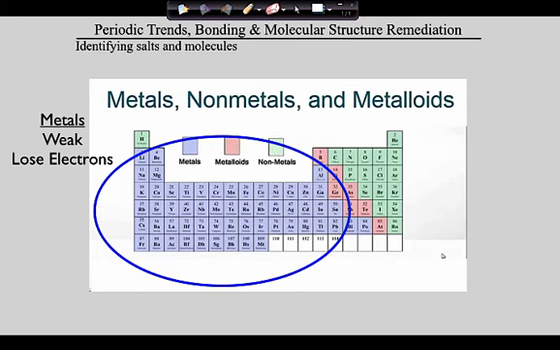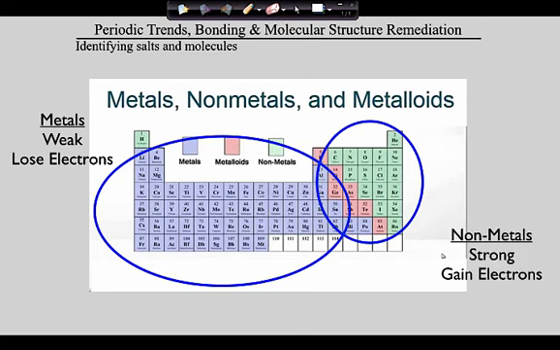In contrast to that, over here on the right, the elements that are colored in green, these elements are the nonmetals. From class, we talked about the idea that they are small. And while that's true, it's important that you understand that these elements are strong and they tend to be electron gainers.